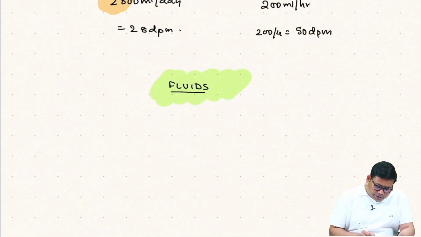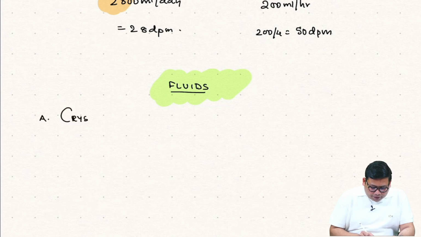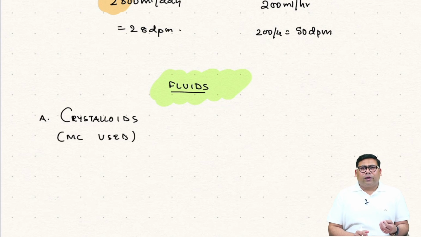There are three standard categories of fluid. Category A is crystalloid. And do you know this is the most commonly used fluid? So the first line fluid of choice, the most commonly used fluid, is crystalloid.